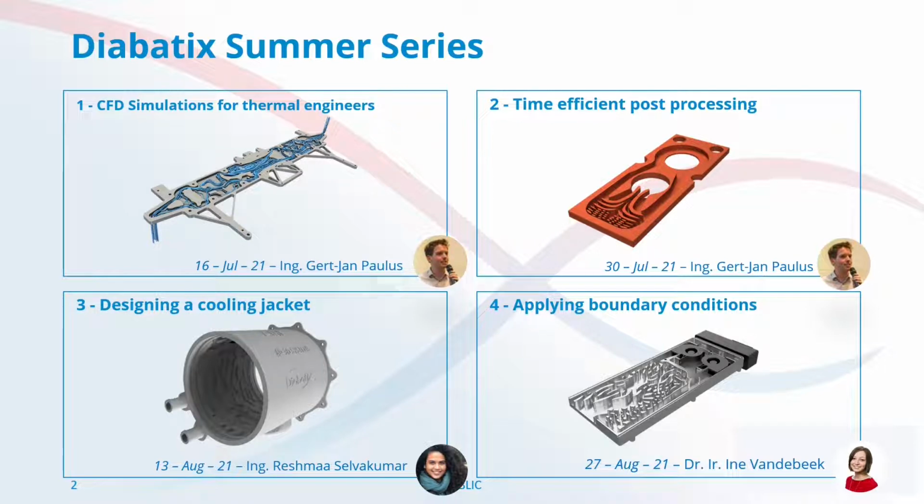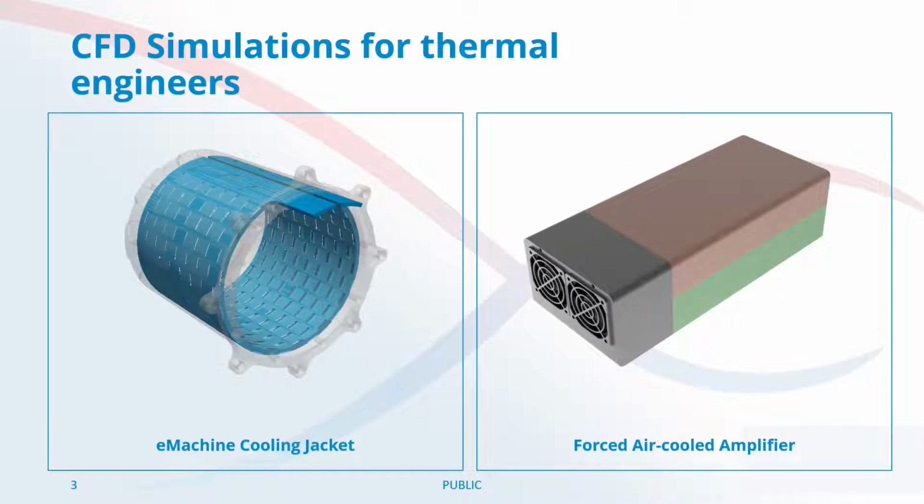For today, I would like to talk about 2 cases, one liquid cooled case and one air cooled case. You can see them on this slide. The first case is an e-machine cooling jacket. It's a 3D printed cooling jacket which is pressed over a motor. This electric motor is generating heat, and this heat needs to be cooled. For that, a design was made, and we will simulate that design.